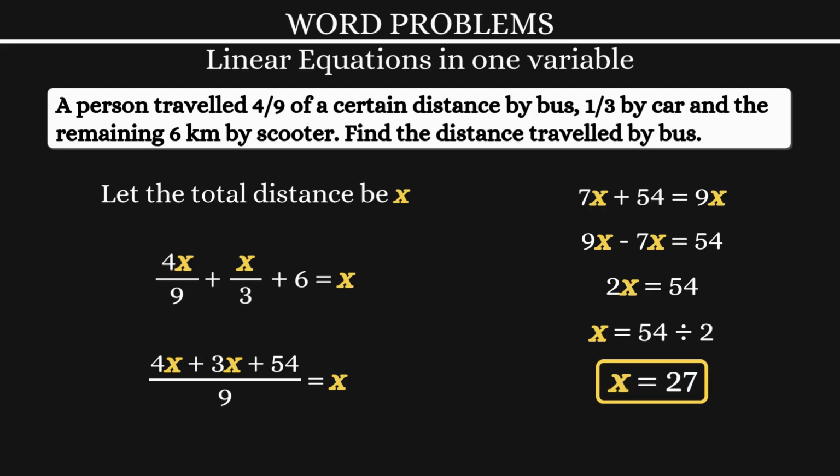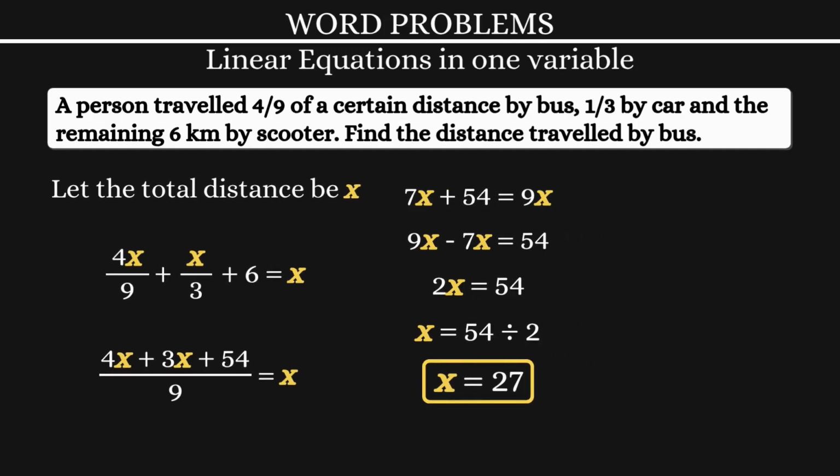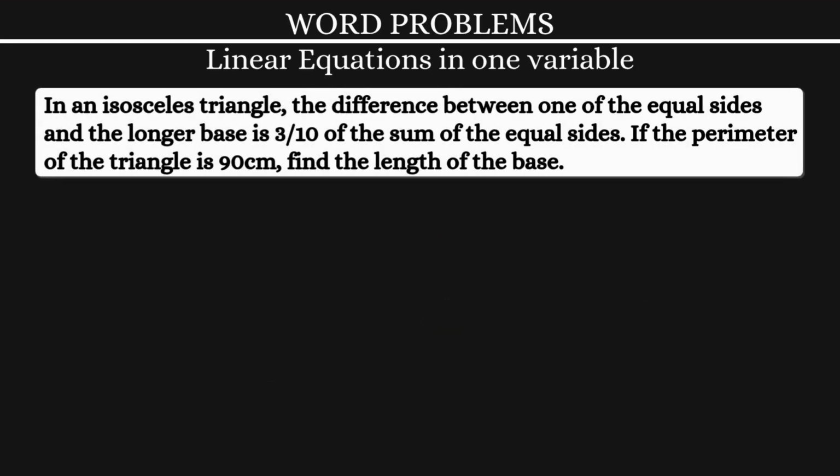This is the total distance, but we are asked to find the distance travelled by bus, which is 4/9 of 27, and that becomes 12 kilometers. Next question. In an isosceles triangle, the difference between one of the equal sides and the longer base is 3/10 of the sum of the equal sides. If the perimeter of the triangle is 90 centimeters, find the length of the base.